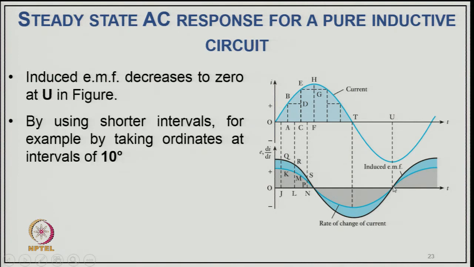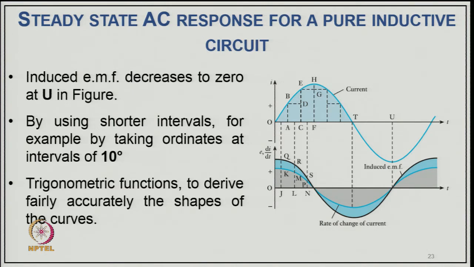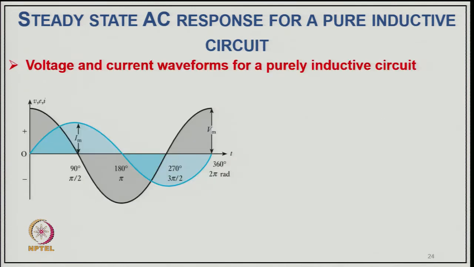By using shorter intervals, for example taking an ordinate at 10 degrees, the trigonometric function can derive fairly accurately the shapes of these curves, and you can take the voltage and current waveform for a pure inductive load. Here you have the voltage and current; this is the current waveform and this is the voltage waveform, represented by E, also because it is a pure inductive load. And you can see the current is at peak at 90 degrees, where the induced voltage is 0 at that moment.